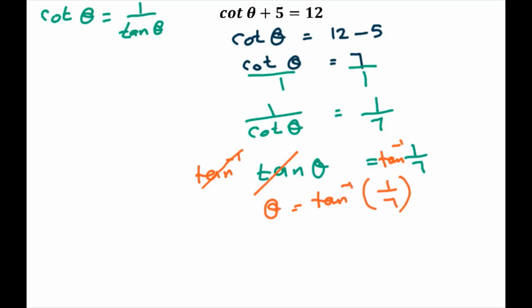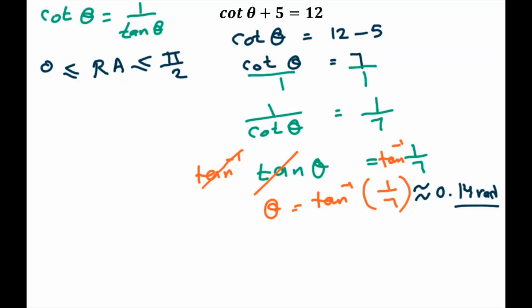If you use the calculator here, you are going to get a decimal answer in radians, of course. So 0.14 radian. We need to know whether this is a reference angle or not. A reference angle should be an angle between 0 and pi over 2, 90 degrees. Now this is in radians, so what is pi over 2 in decimals? Pi is 3.14. Divide by 2, and this is basically equal to 1.57 radian. And I have 0.14. Is 0.14 between 0 and 1.57? Yes. So this is a reference angle.